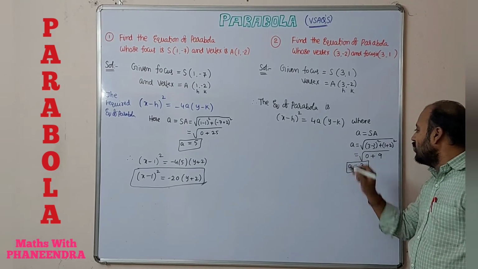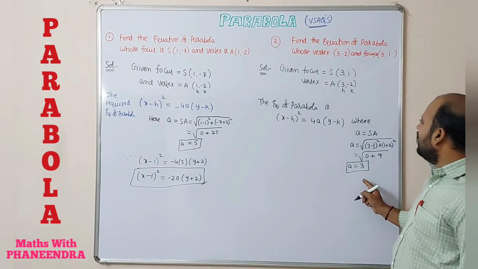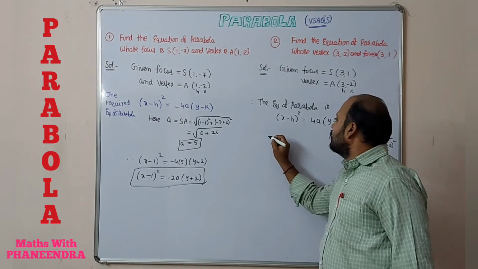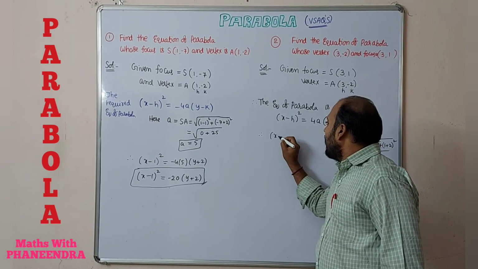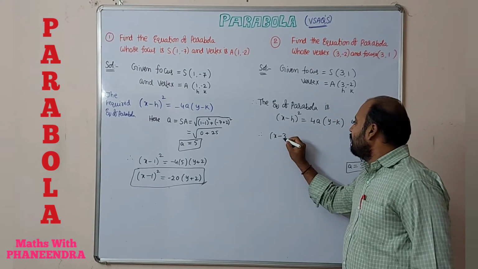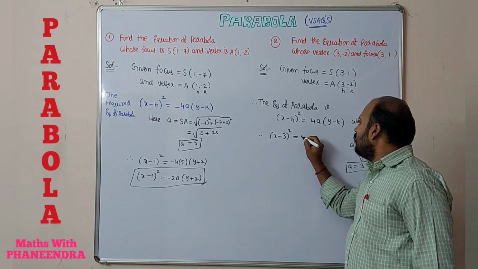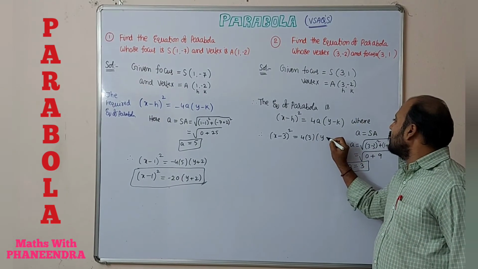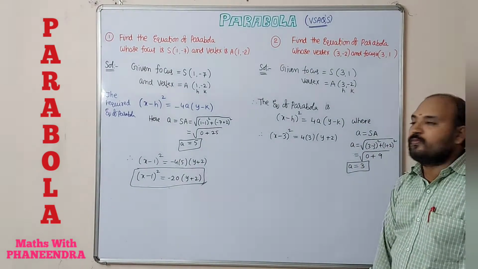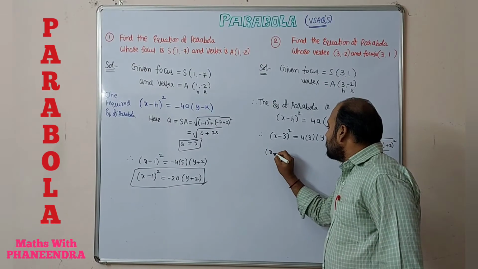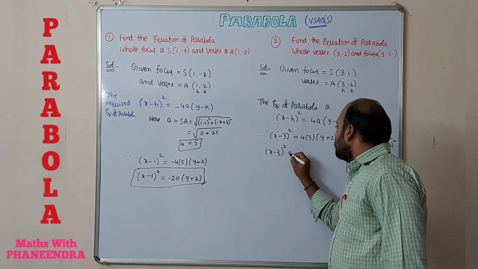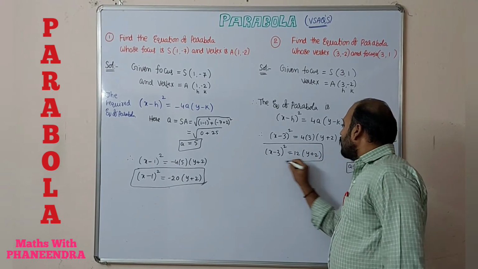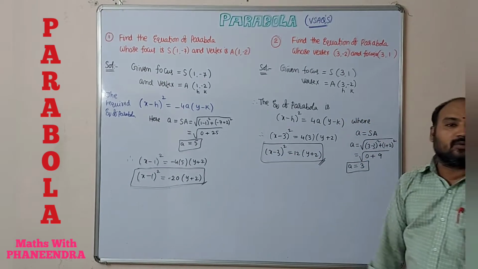So a is equal to 3. A value we got it, h comma k value is also available. These values substitute in this equation. (x minus h) whole square equal to 4 into a value is 3 into (y minus of minus 2), plus 2. So (x minus 3) whole square is equal to 12 times of (y plus 2), which is the required equation of parabola.